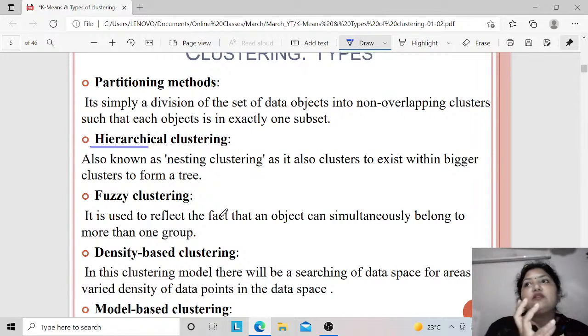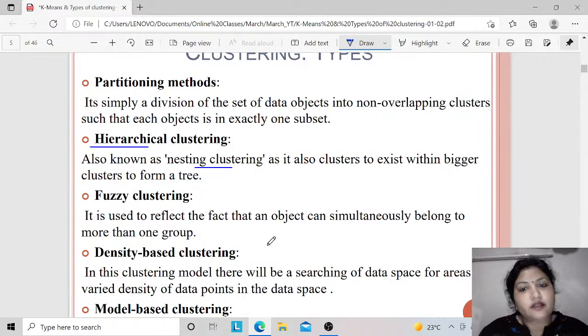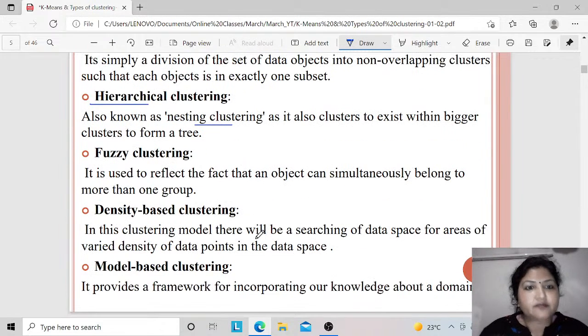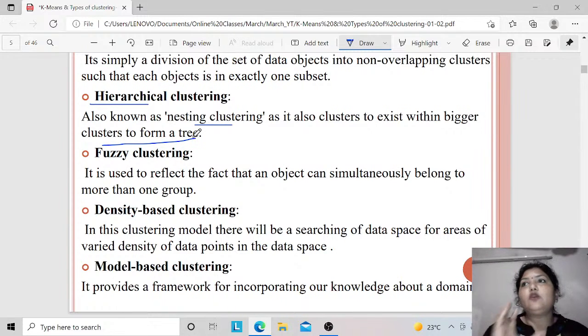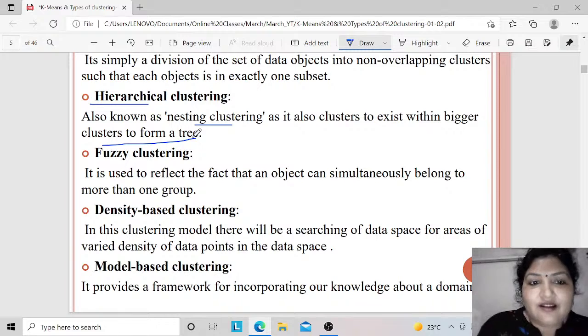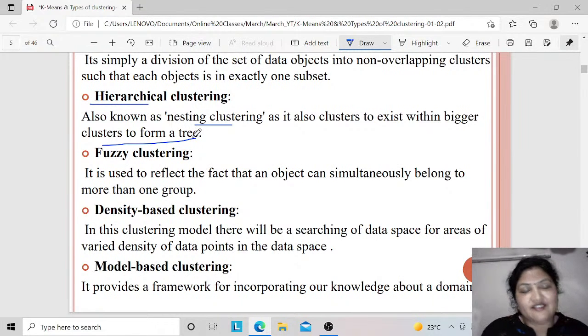Why? Because when you derive the dendrogram using any of the methods, whether agglomerative clustering or divisive clustering, for making the hierarchy of clusters, right? When you draw the whole dendrogram, it is like a tree-like structure, right?